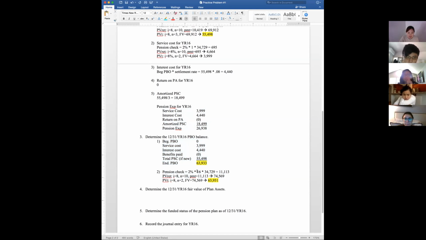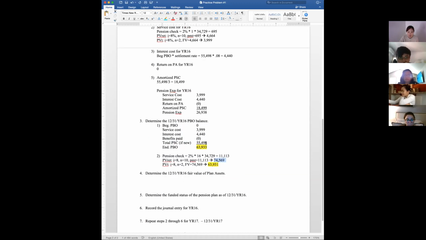This is at the end of year 16, so the company's total obligation for Albert will be based on Albert's 16 years of service. That's why we include 16 when we calculate the pension check, and then still the number of retirement check payments will be 10. Therefore, that's why we are using n equals 10. Today's date is December 31, 16. The time that we are calculating this for is December 31, 18. Therefore, we are discounting it back 2 years.